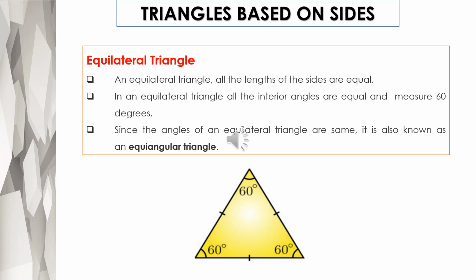Now, in an equilateral triangle, all the interior angles are equal and measure 60 degrees. So 60 plus 60 plus 60 will give you 180 degrees. Got it? Now, since the angles of an equilateral triangle are the same, it is also known as an equiangular triangle. Okay?